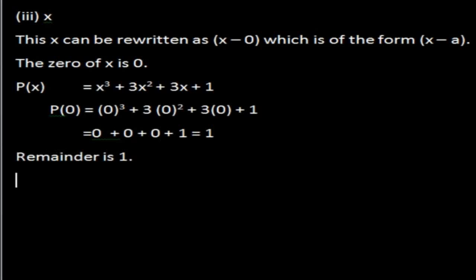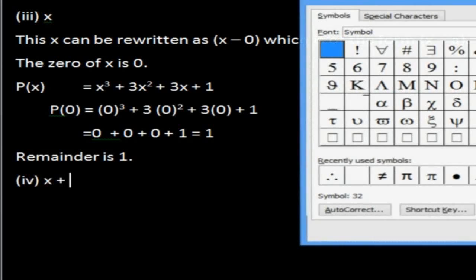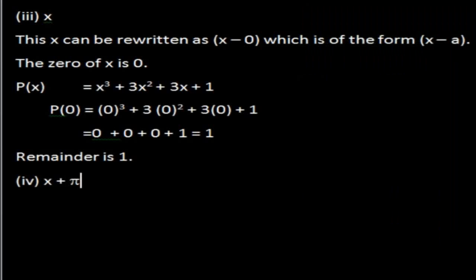Now let us move to subdivision number 4. Here the divisor is x plus pi. Now how to find the zero for this? The zero of x plus pi is minus pi.